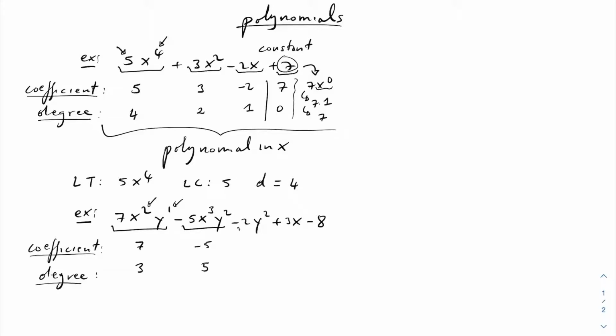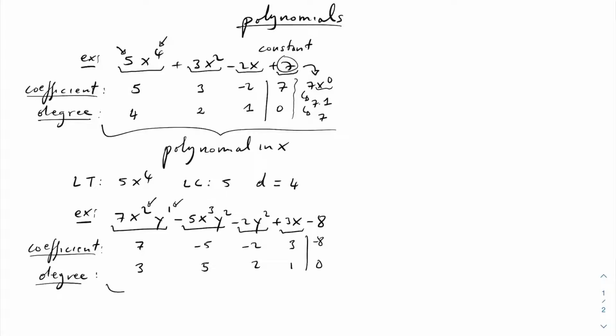Next, it's going to have a coefficient of negative 2, and a degree of 2. Next coefficient is 3, degree is 1, and as usual, the negative 8 is a constant, so the coefficient here is negative 8, or the constant is negative 8, and the degree for this term here is going to be 0.